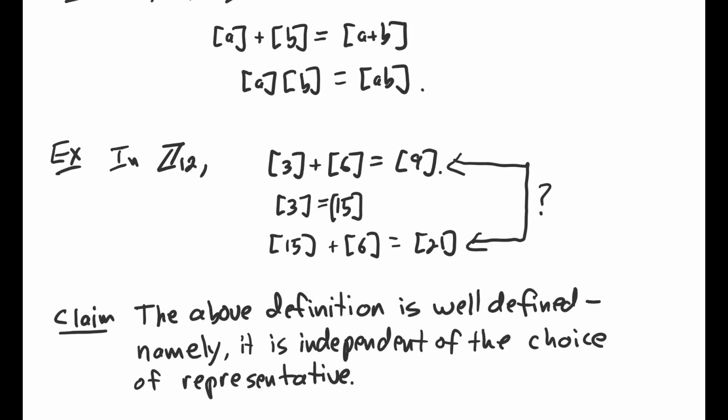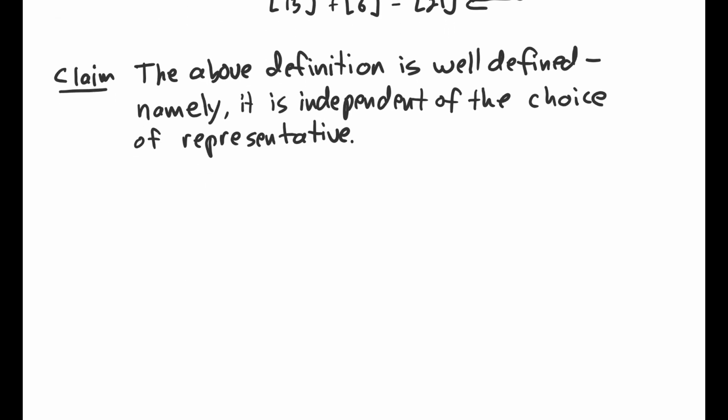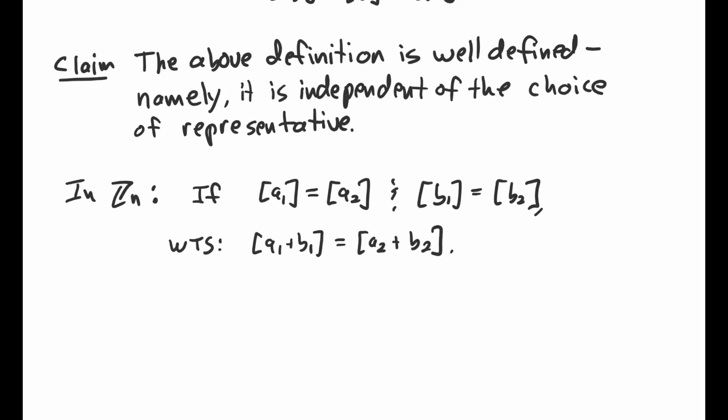All right, so the claim is it's well defined, meaning it doesn't matter which representatives we choose. So here's the setup. If we have two congruence classes, and they can be represented by different representatives, so A1 is equal to A2 and B1 is equal to B2, then we want to show that the sum is independent of which representative we chose. In other words, we want to show that A1 plus B1, its congruence class, is the same as A2 plus B2.